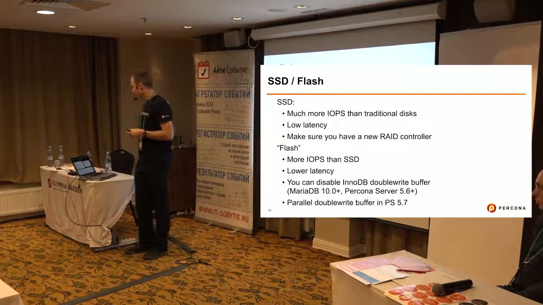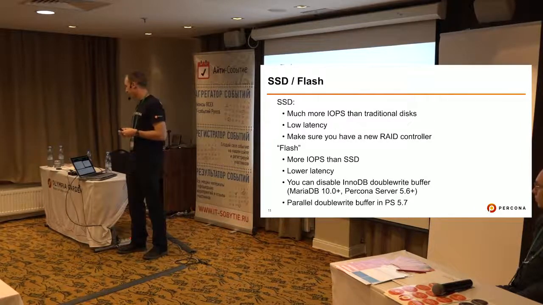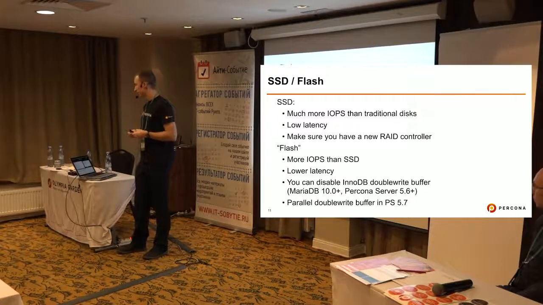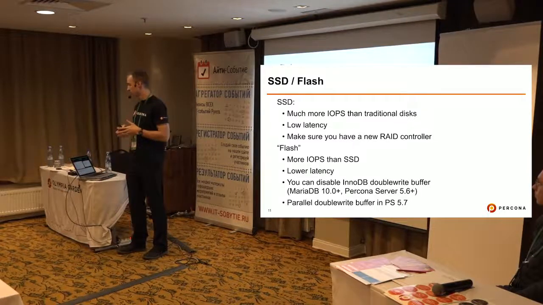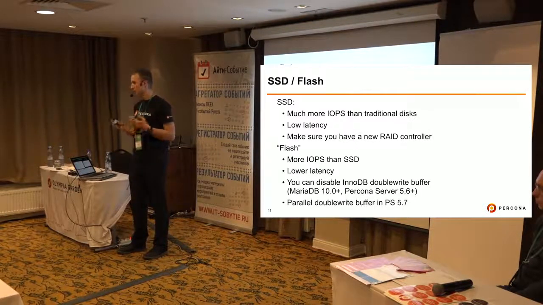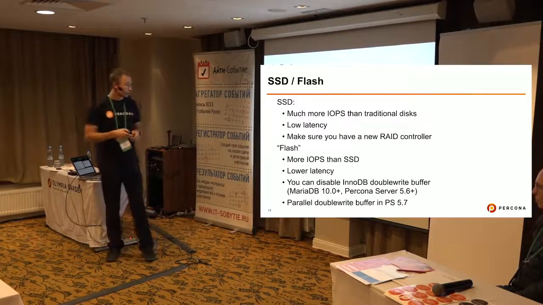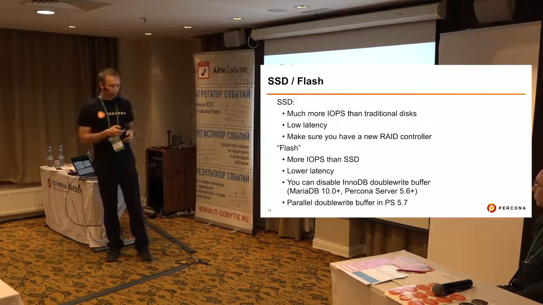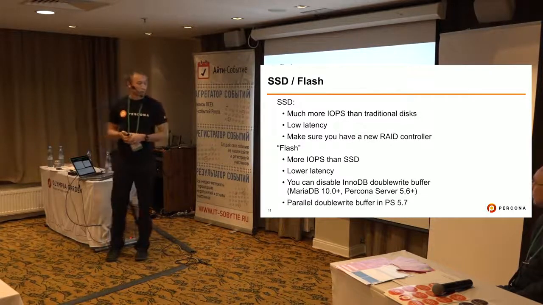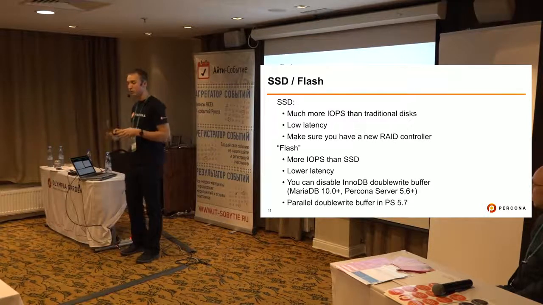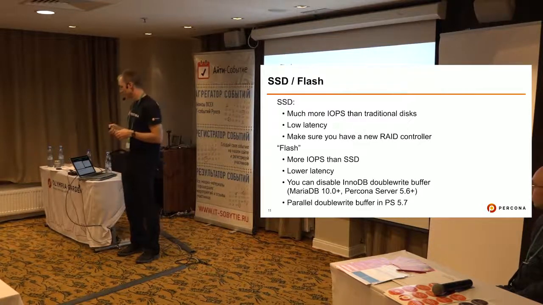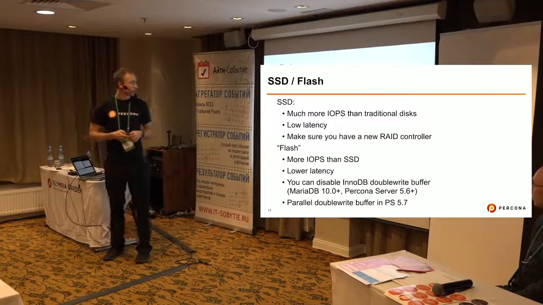InnoDB uses a shared double write buffer between all the buffer pool instances, and so when it flushes the buffer, the writes are blocked until it has finished. For example, you can either disable the double write buffer, or in Percona Server 5.7 you can use parallel double write buffer, which is a private buffer for each separate instance. So that's an advantage there.